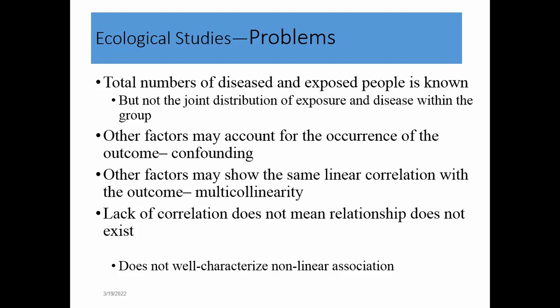Another factor is that other factors may account for the occurrence of the outcome, may be confounding. Confounding meaning that it may be hidden. You may be dealing with a different factor causing the disease you're trying to research on, yet the real cause is hidden. So other factors may also show the same linear correlation with the outcome. Here we're looking at relationships. You may find that the factors you're researching show a relationship, and you may not come up with a clear conclusion of what you're researching on.